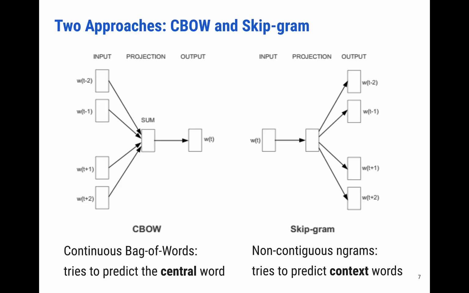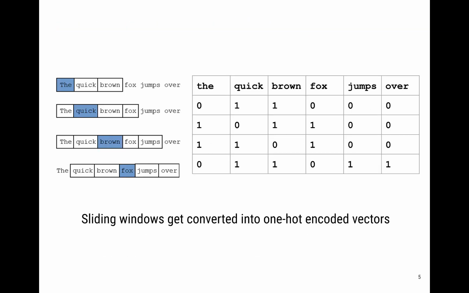So the 2 approaches are CBOW, which means continuous bag of words, where you try to predict the central word. So that would be the blue word here. This is a CBOW representation. And you'll notice that in the one-hot encoding, the blue word is a 0.